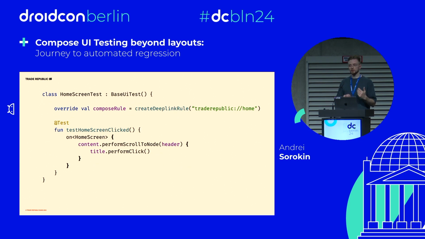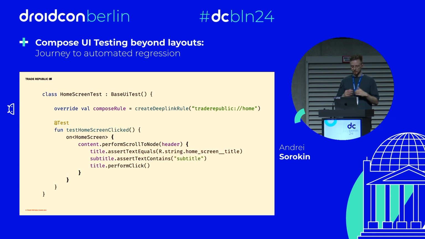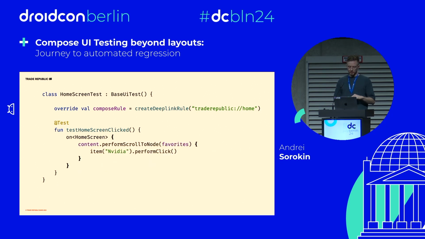And then coming back to the test, you see this. So you imagine you have a function on, we talk about it later, and then you pick the content, perform scroll to node header, and you can click on the title. And then you can also do any other checks that you would like. There are tons of checks in compose test rule, so I encourage you to read the documentation about compose testing. And you can also scroll to favorites, click on NVIDIA, what we wanted to do, right?